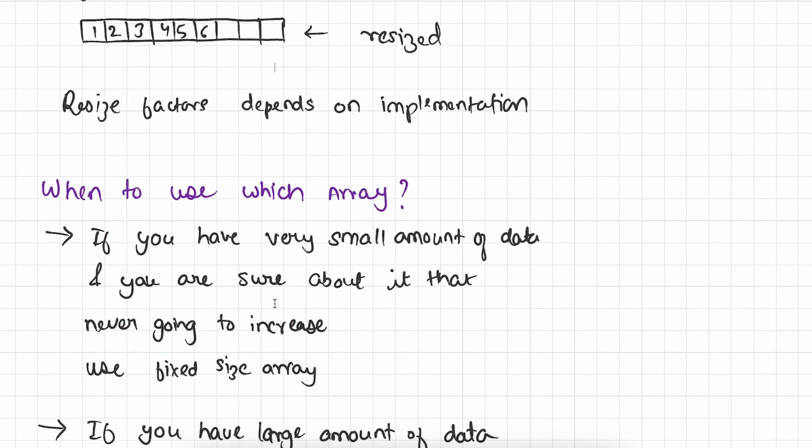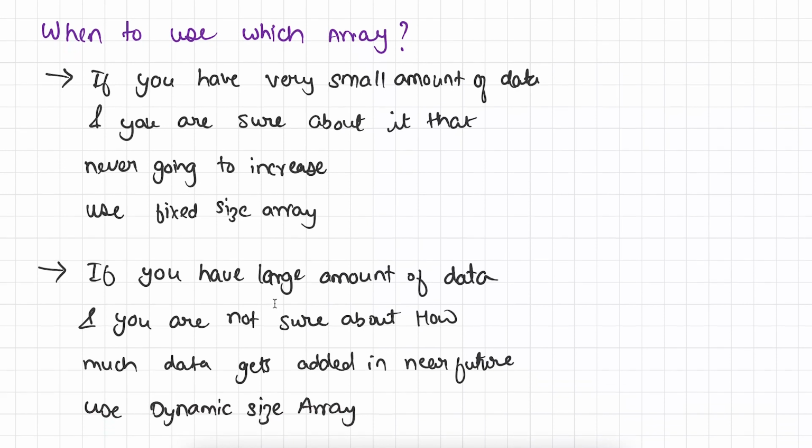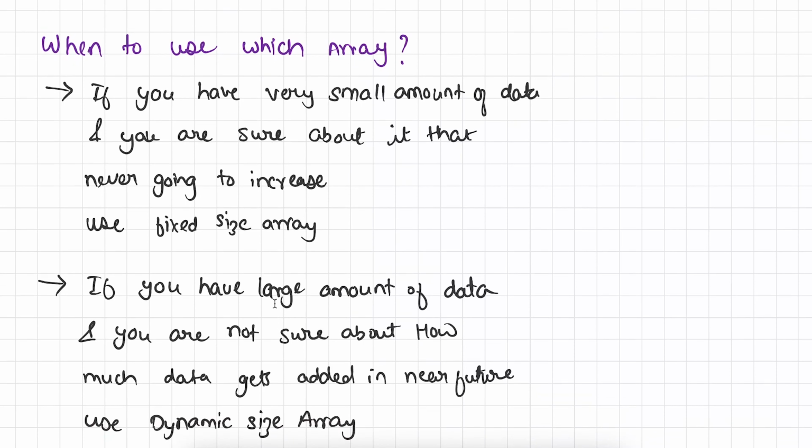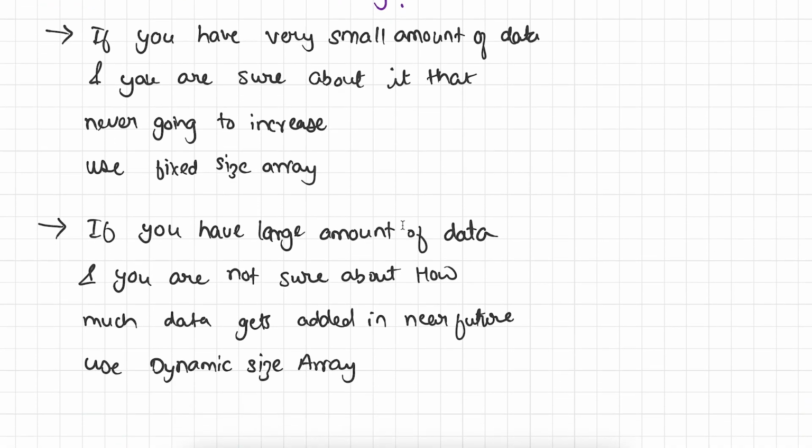Now the question is when to use which: when to use a fixed size array and when to use a dynamic size array. Here are a few simple reasons to decide. Let's say you have a very small amount of data and you are sure it is never going to increase in the future. For example, you want to store 2 mobile numbers of a user, first the primary and then the secondary. In this case you can use a fixed size array because you already know beforehand that there will never be more than 2 numbers in the future.